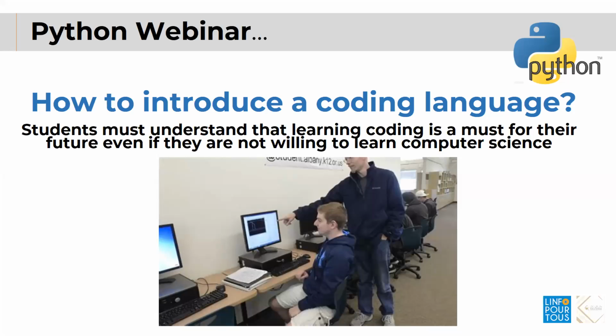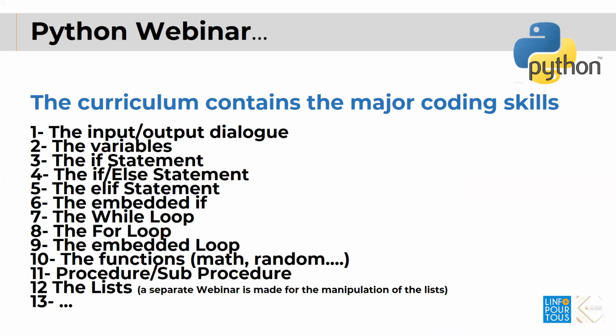Okay, students must understand that learning coding is a must for their future, even if they are not willing to learn computer science or become a computer scientist. I mean, if they are willing to become a doctor or engineer or pharmacist, they have to learn the coding language, since it's a must and it's the way of thinking.